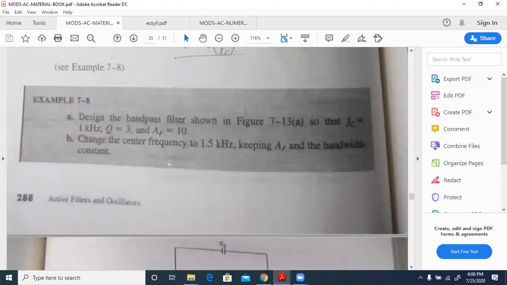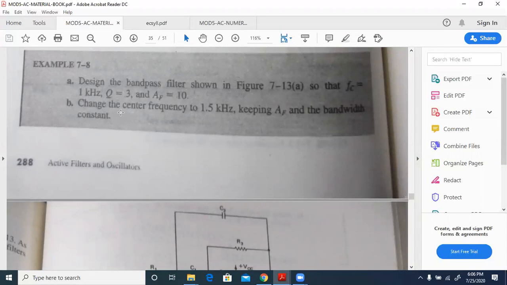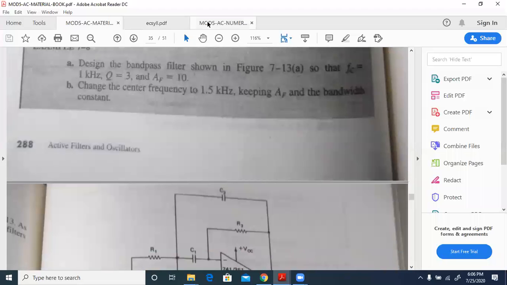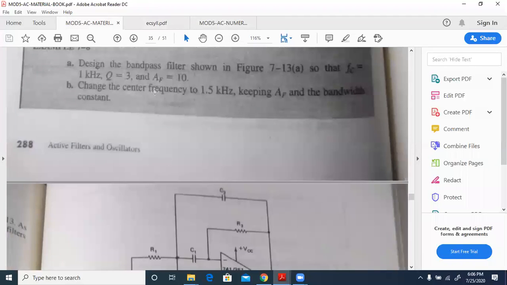So here these are the values given to us. Similar to that, we are asked to change this center frequency to 1.5 kilohertz, keeping AF and the bandwidth constant. Again it's a similar thing. We are changing the frequency here from 2 to 1 kilohertz. It is 2 kilohertz here and it is reducing to 1 kilohertz here. In the problem there's an increase to 1.5, here there is a decrease.